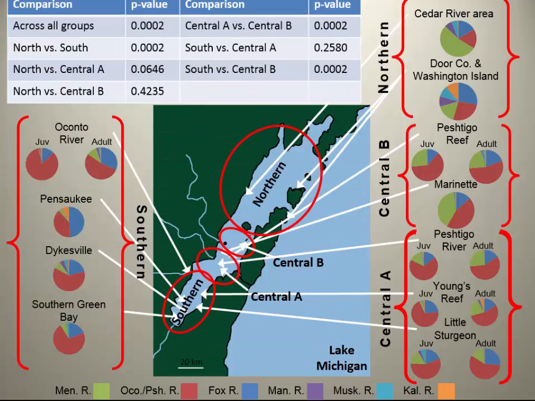And you could ask the question, based on likelihood ratio tests, are there statistical differences in the stock contributions across all groups? And the answer is yes, north versus south, even central B and central A, et cetera. So the populations are really quite structured.